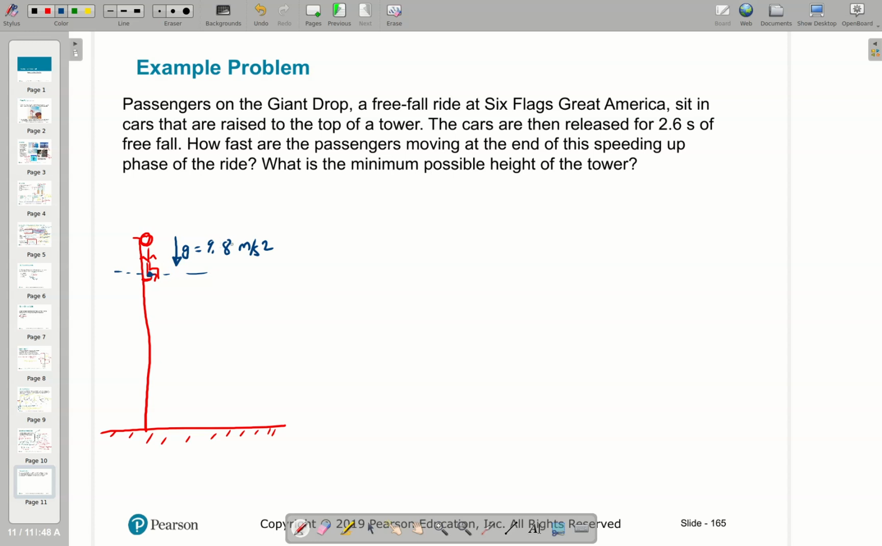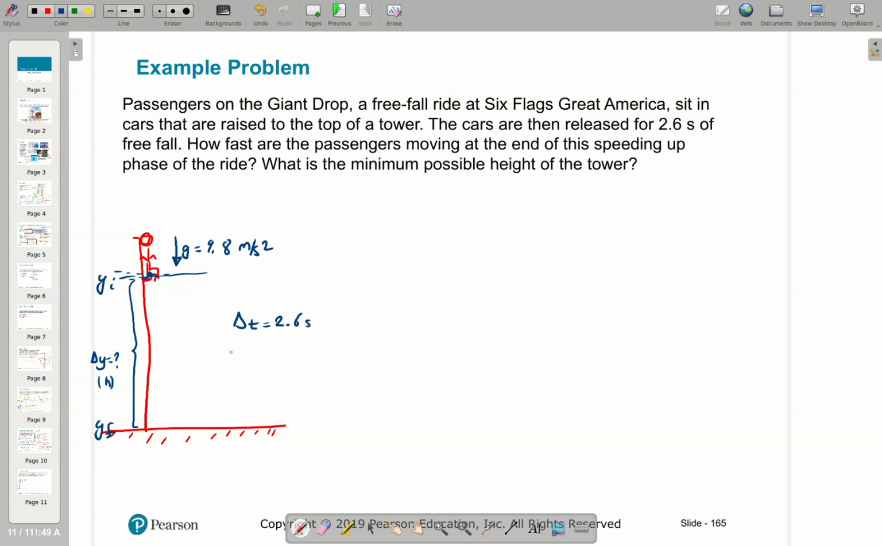Sitting cars are raised to the top of the tower. The cars are then released for 2 seconds of the free fall. So they are released. Assume this is the top of the tower. There will be y initial. There will be y final. And I don't know the height or delta y. Again, this is often called height. But I know the time. The time it takes to fall down is 2.6 seconds.